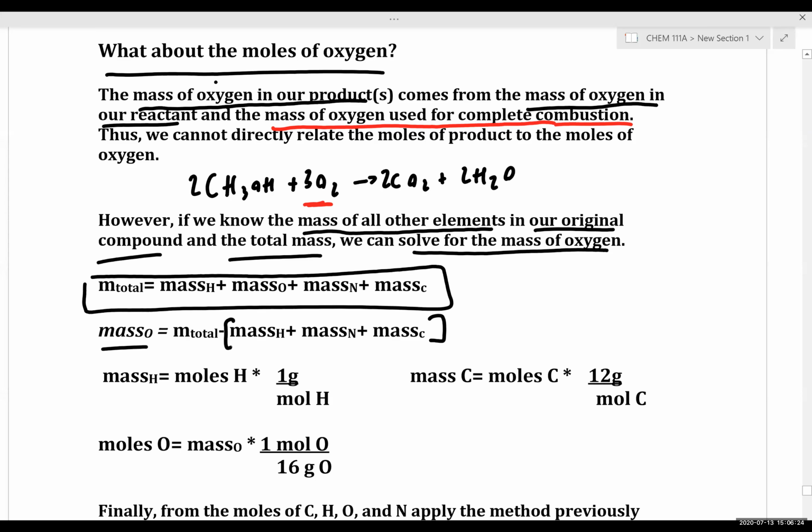Now you may say, where do we get the mass? Well, just like always, we can calculate the mass of a sample by taking the moles of that element times its molar mass. Finally, once we have the mass of oxygen, we can calculate the moles of oxygen by taking the mass over the molar mass. Note, we're referring to atomic oxygen, not molecular oxygen.